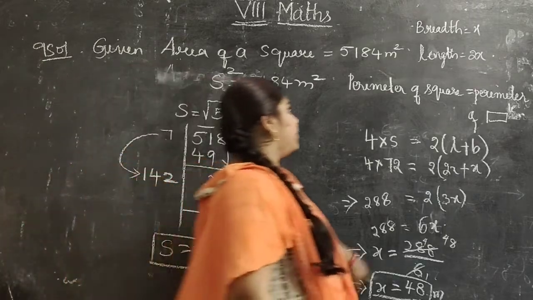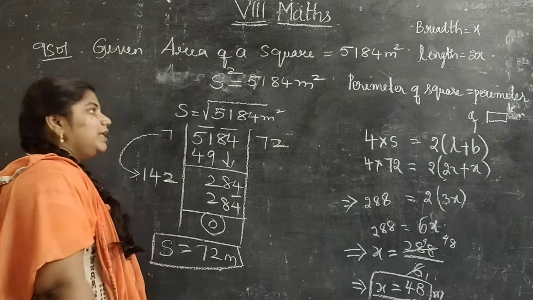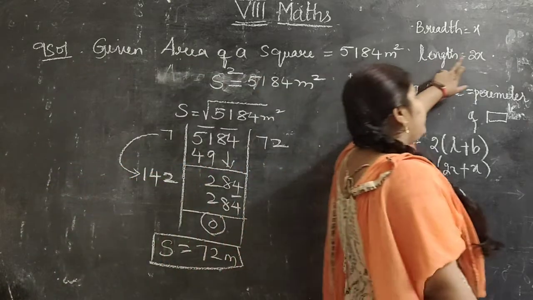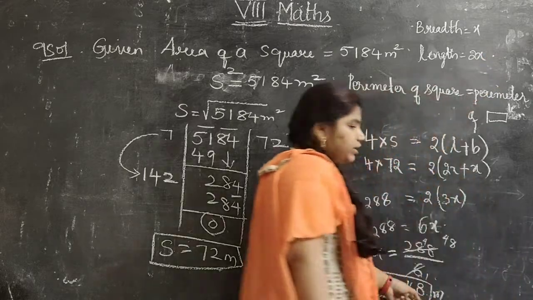So x is nothing but the breadth value. Now we have to find the length value. What is the length here? Length is twice its breadth. So we have to multiply 2 with this value, that is 48.